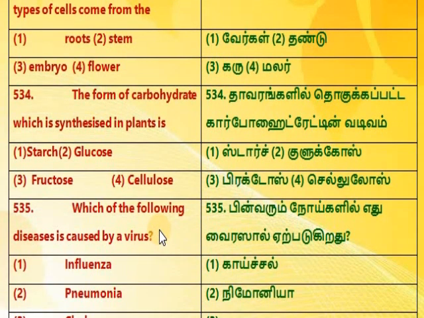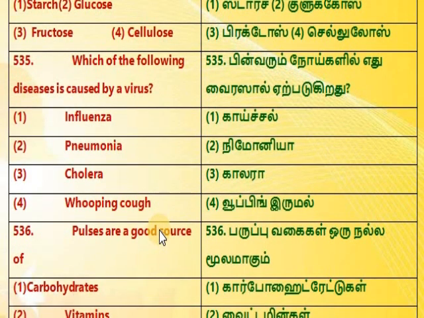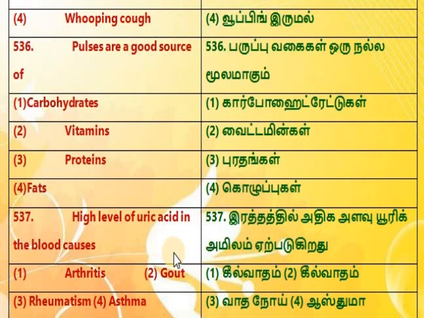534. The form of carbohydrate which is synthesized in plants is 1. Starch. 2. Glucose. 3. Fructose. 4. Cellulose. 535. Which of the following diseases is caused by a virus? 1. Influenza. 2. Pneumonia. 3. Cholera. 4. Whooping cough. 536. Pulses are a good source of 1. Carbohydrates. 2. Vitamins. 3. Proteins. 4. Fats.